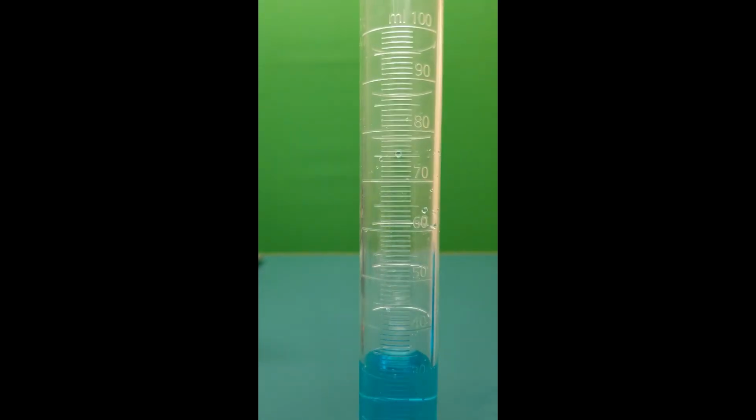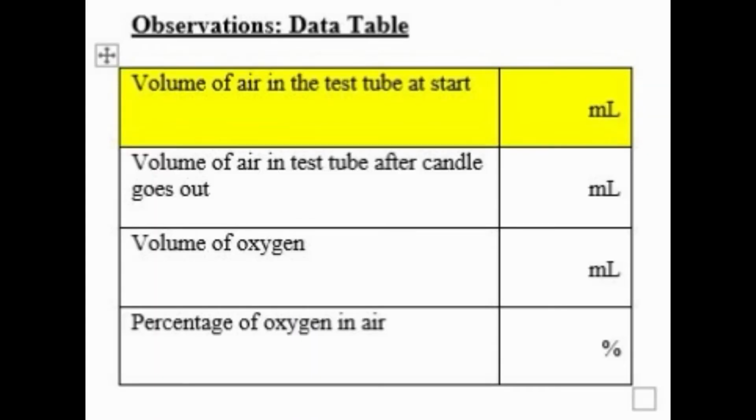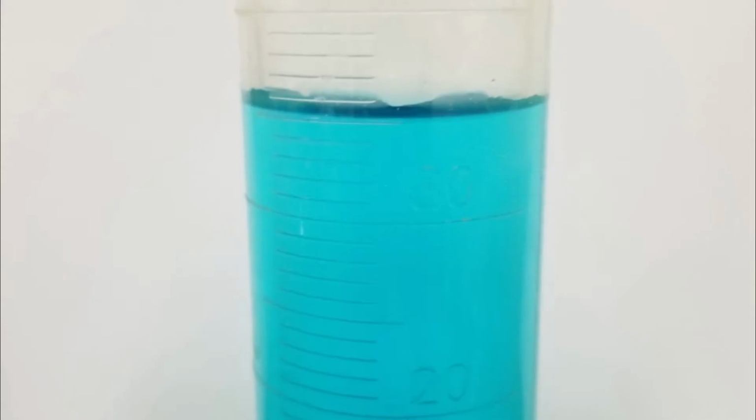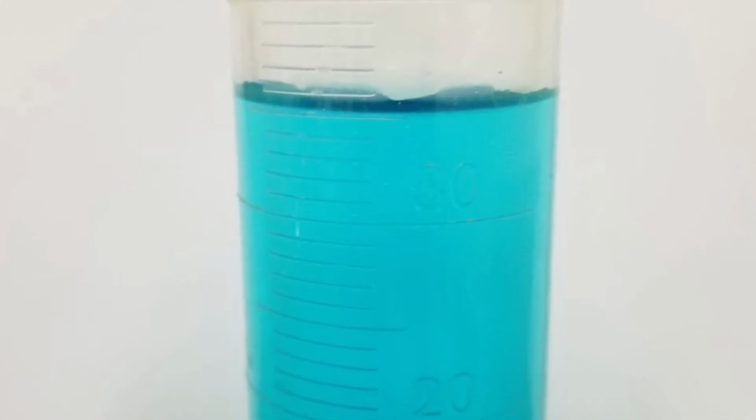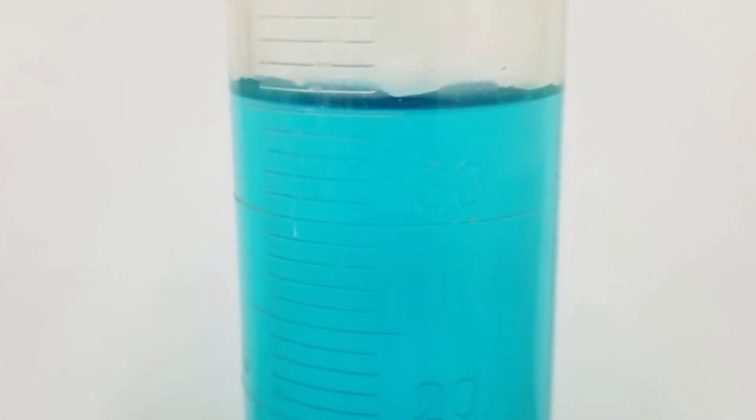You'll read the graduated cylinder to determine the volume of air. Your measurement is the volume of air that the test tube can hold. Pause the video to record the volume in the appropriate place on your data table and then resume the video.